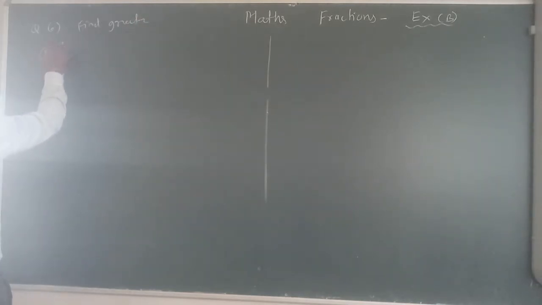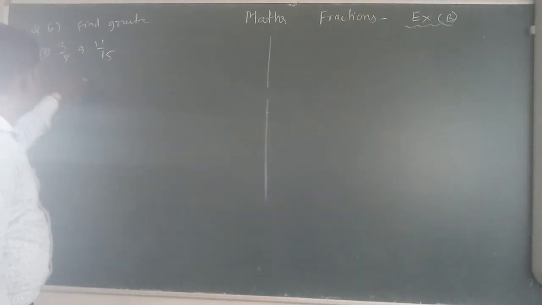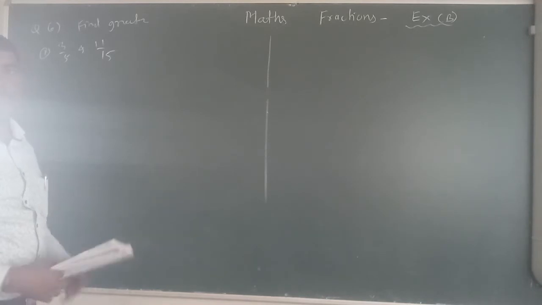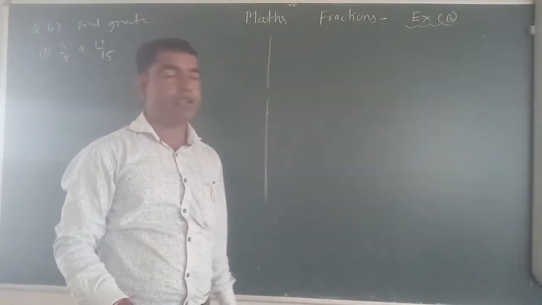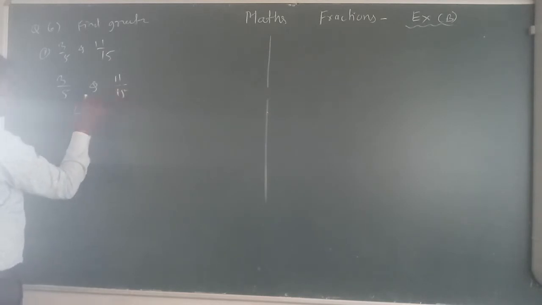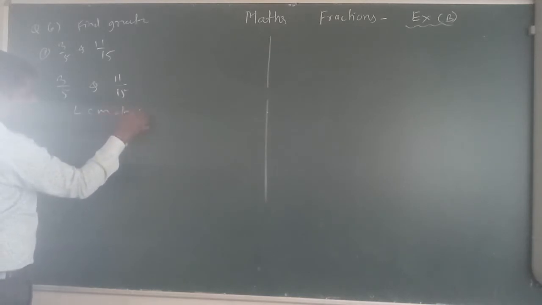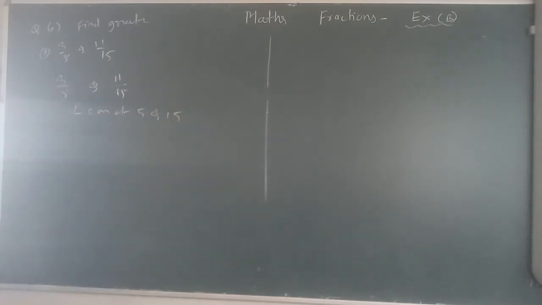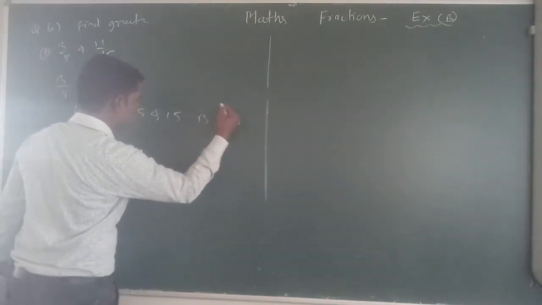So first one, 3 upon 5 and 11 upon 15. Very simple to find the greater and smaller. So make the denominators equal, that means convert them into like fractions. So here 3 upon 5 and 11 upon 15. What is the LCM of 5 and 15? LCM of 5 and 15.